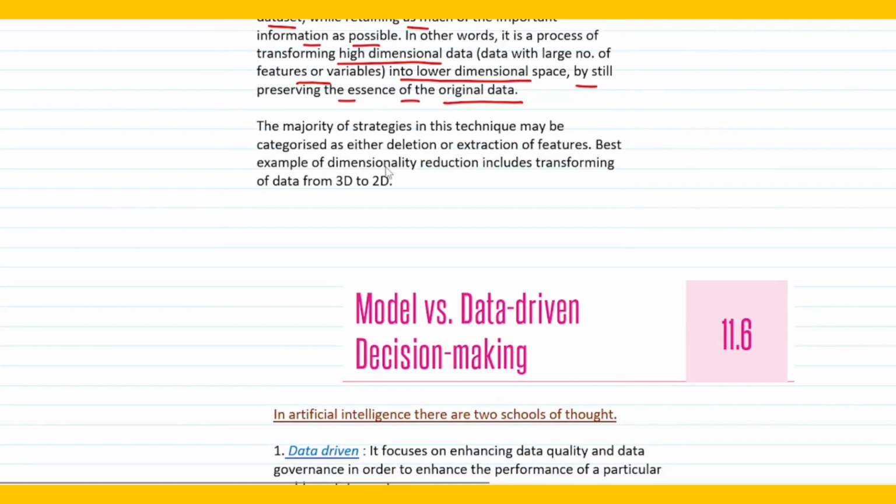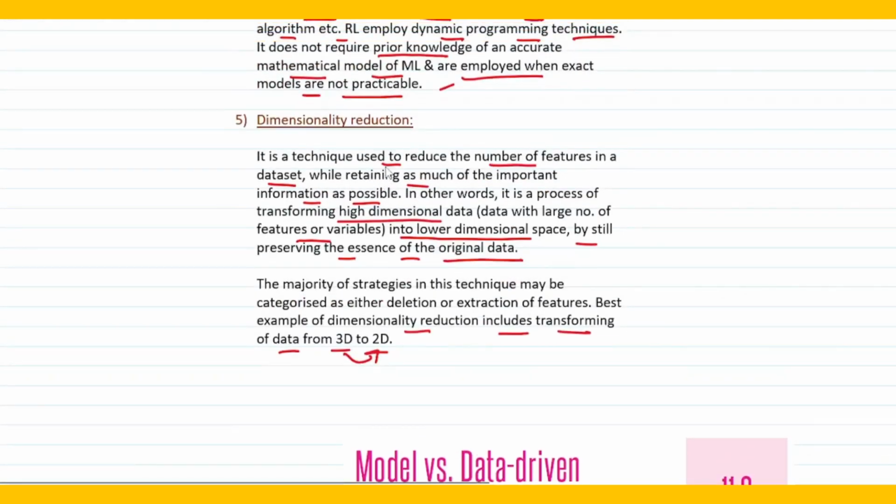The best example of dimensionality reduction includes transforming data from 3D to 2D. So if you have data in 3D and you convert it into 2D, that is the best way of explaining how dimensionality reduction actually works. So basically it's a reduction. Reduction of what? Number of features and dimensionality. So dimensionality here refers to transforming from 3D to 2D. That's how you can remember this.